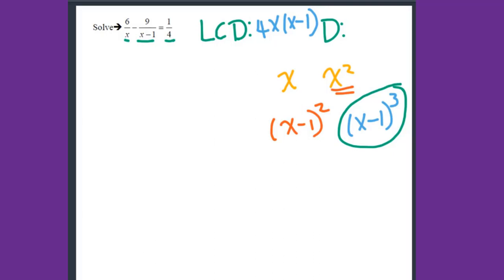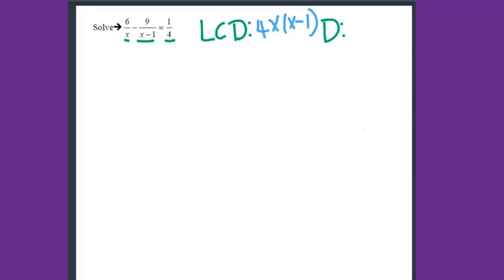How do you get the domain? Check each term of this equation. First term, 6 over x. The denominator is x, meaning x not equal to 0. For the second term, your denominator is x minus 1. That means x not equal to 1. This will be the domain.